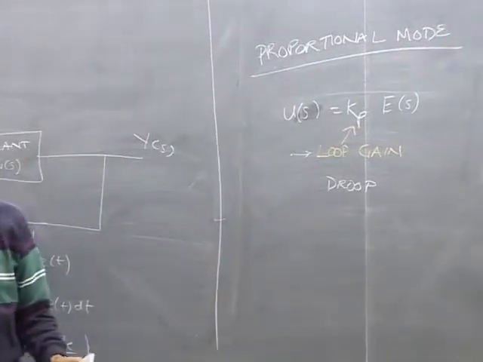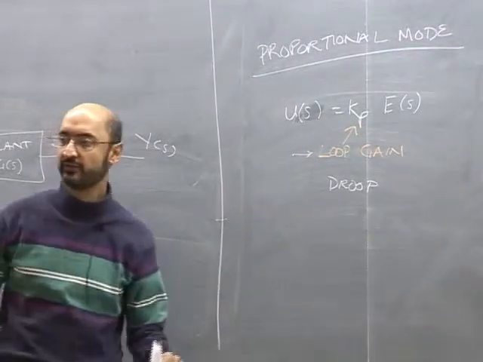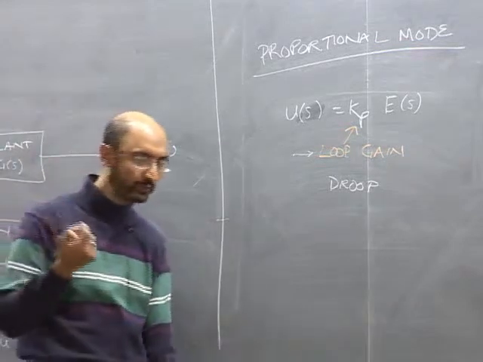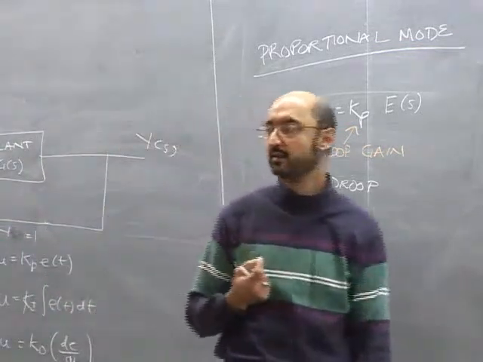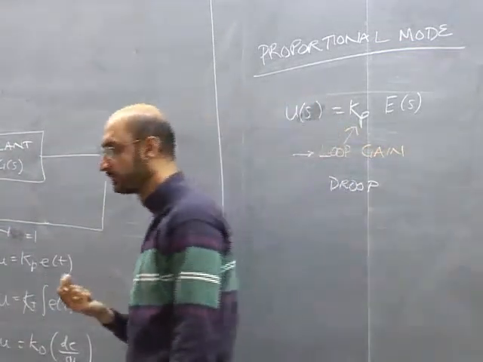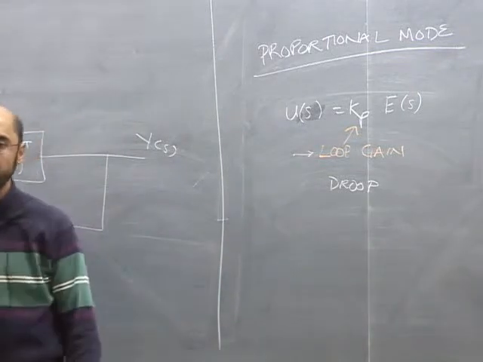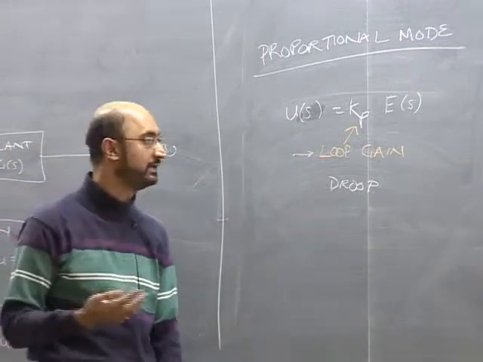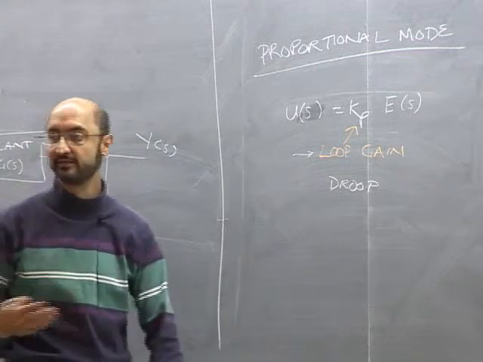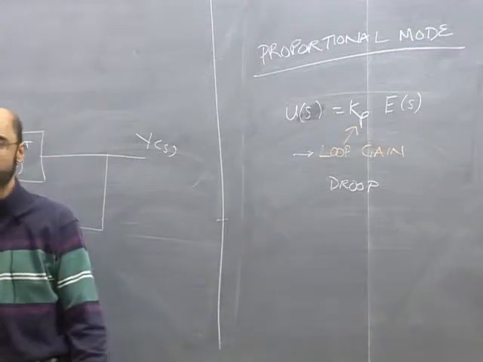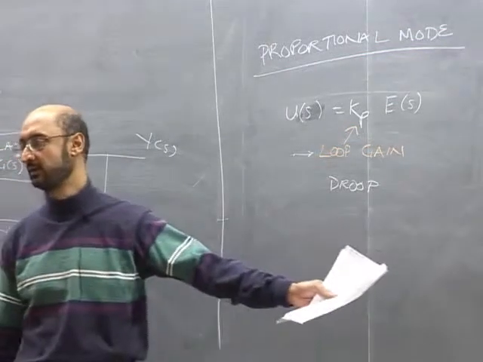Now, the greater the loop gain, the more responsive the system becomes, but even the smallest amount of delay is going to make it unstable. So you have to be very careful to balance the loop gain between responsiveness and stability. So there's again the same old trade-off. More responsiveness, less stability.